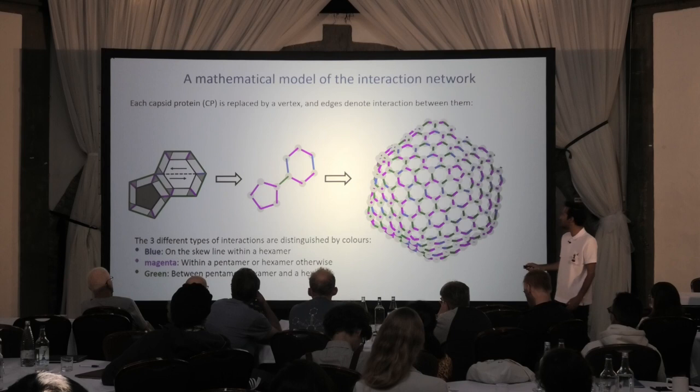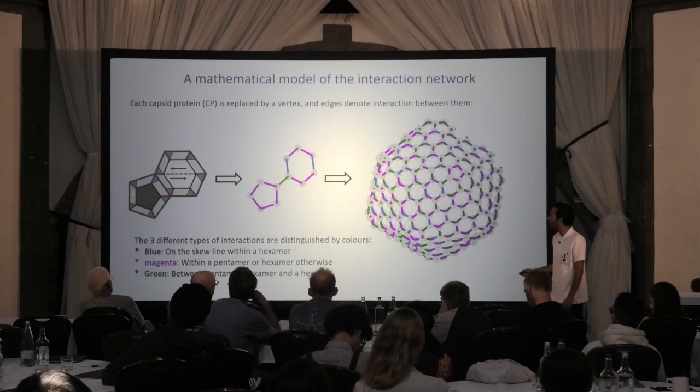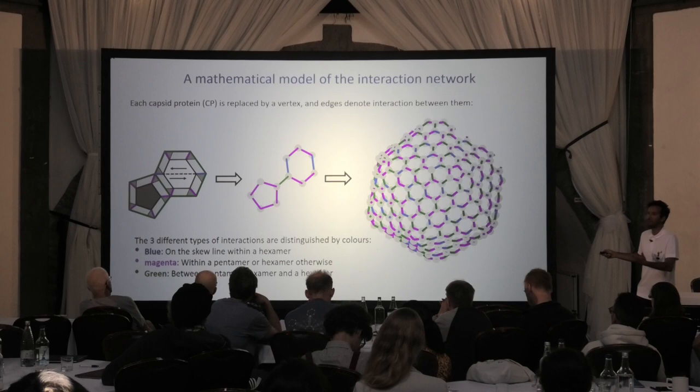So we have three distinguished binding interactions: between pentamer and hexamer, or between hexamer and hexamer, which is blue, or inside the pentamer, which is magenta, or on this Q line, which is blue. Each of them has a different strength.